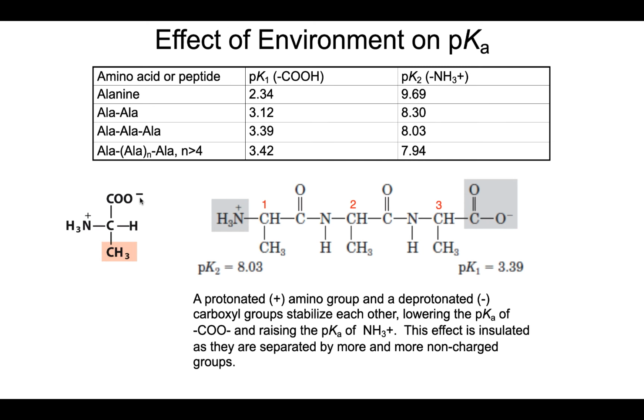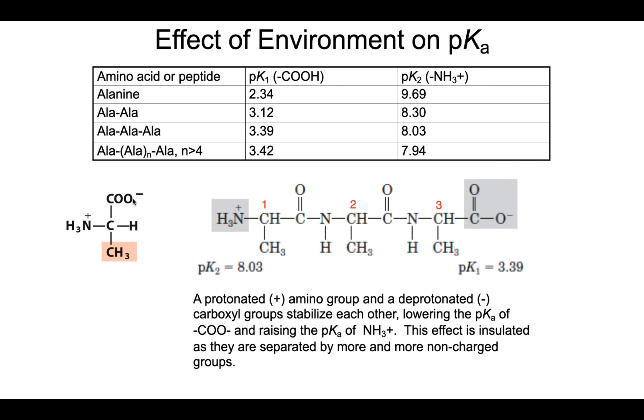It should now be able to hold on to protons a little bit better, so its pKa should go up. Let's take a look. 1 alanine, 2.34. 2 alanines separating the two groups, 3.12. 3 alanines, 3.39. 4 alanines, 3.42. Yes, this data demonstrates that when you separate these two groups, that interaction becomes less and less, and therefore the pKa of this carboxyl group goes up and up.